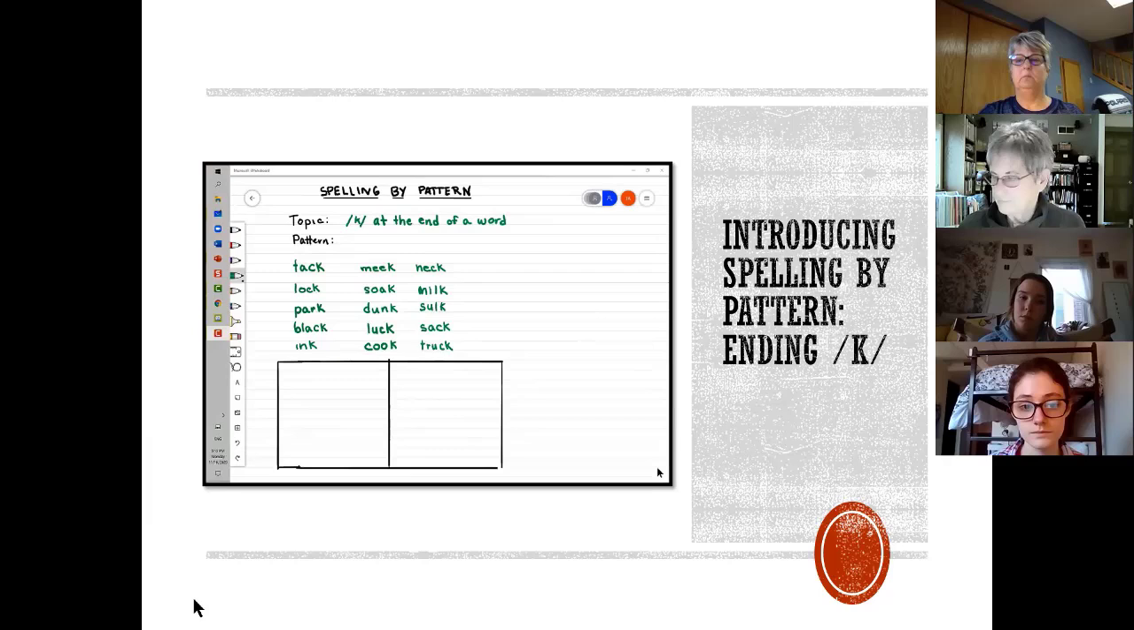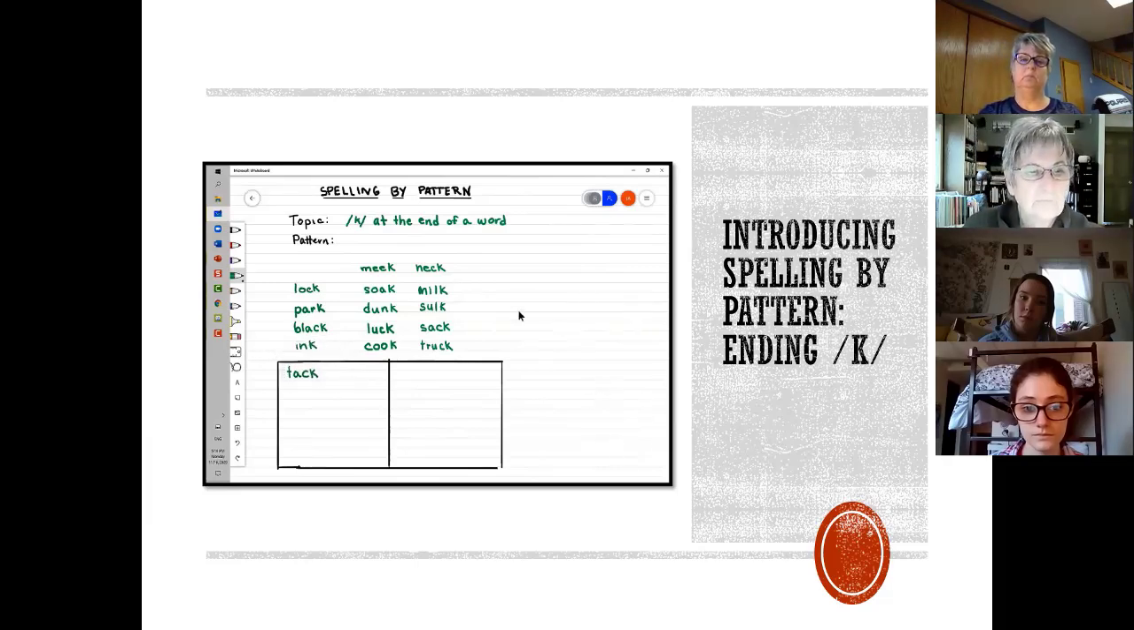The spelling pattern lesson for today is at the end of a word. Tell the students that they should sort these words written in green according to how K is spelled at the end of the word. And that's the beginning of it. After they do the sorting, they will figure out why. So the first one is tack, and you could maybe put that down for them.